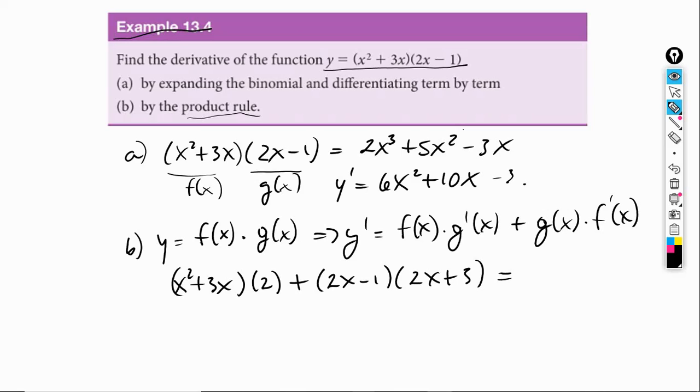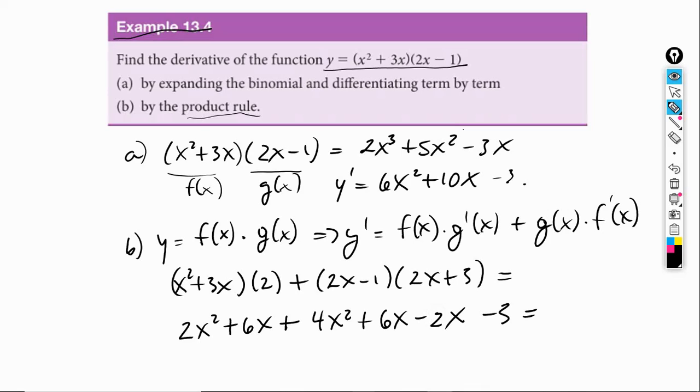So let's see what we get. Here we get 2x squared plus 6x plus 4x squared plus 6x minus 2x minus 3.